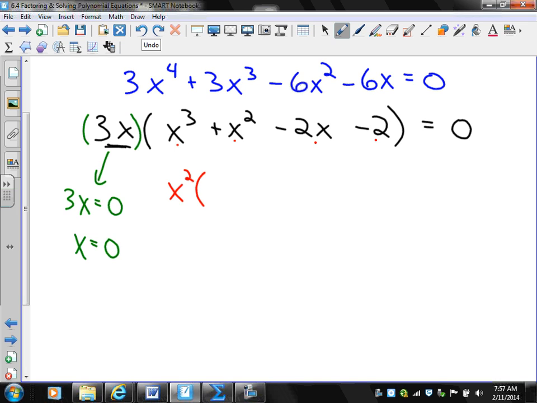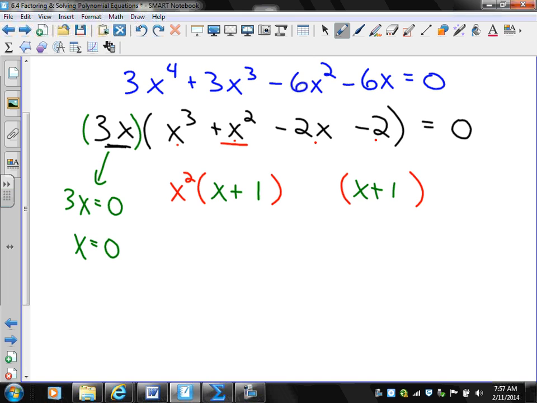And now I say x squared times what gives me x cubed? Well, that's going to be x. And now x squared times what gives me x squared? That's going to be 1. So remember how this is supposed to work with grouping. Write this here in green. What's going to have to be left over here in order for us to be able to factor this correctly? Well, it's got to be exactly what we have here, right? We need an x plus 1. So I'm going to go ahead and write x plus 1 over here.